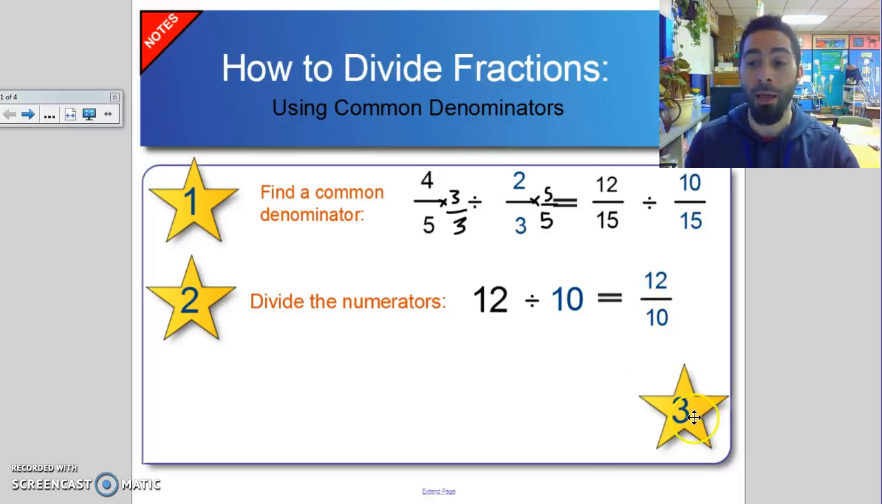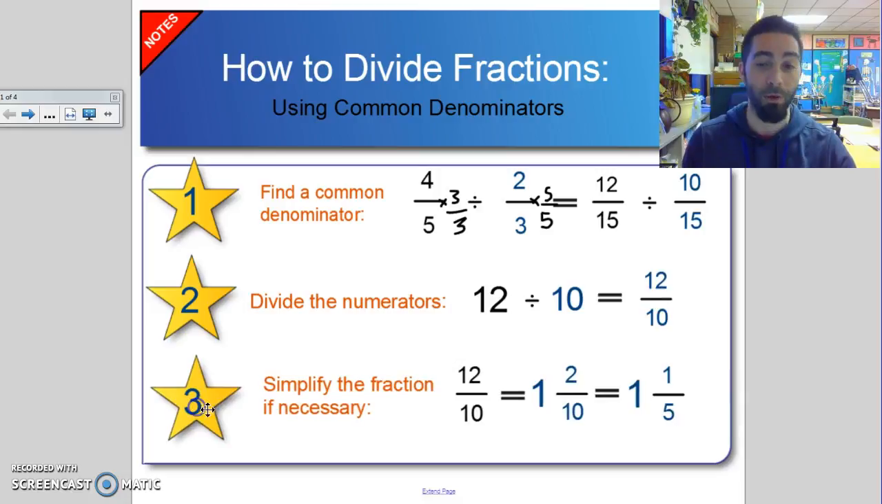Except now you can, for the third step, simplify, which means you can change your improper fraction to a mixed number. And 12/10 is the same thing as 1 whole and 2/10, because 10 goes into 12 one whole time, with a leftover of 2 out of 10 pieces. So 1 and 2/10, or fully simplified, is 1 1/5.